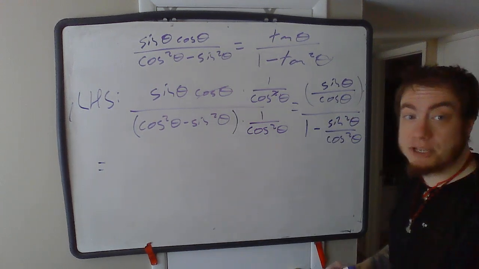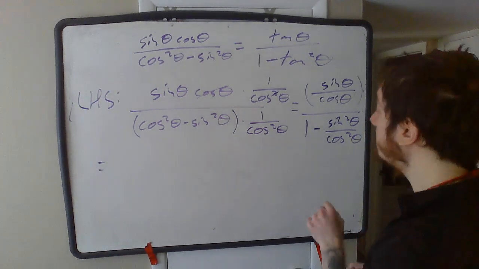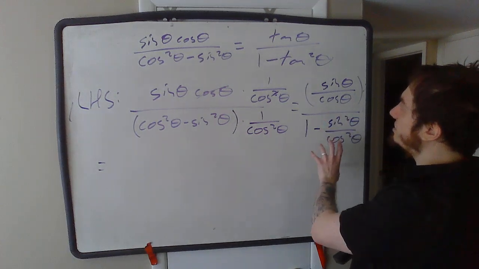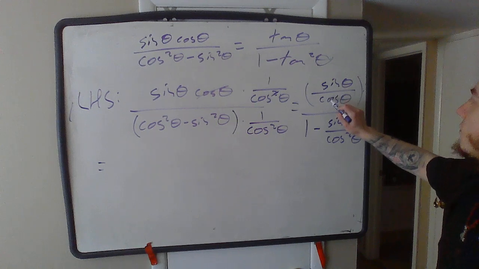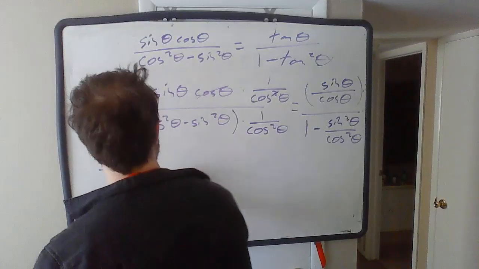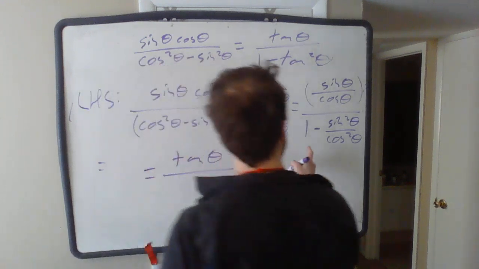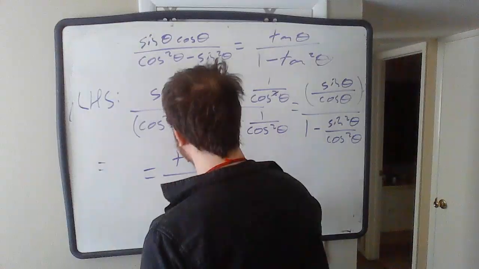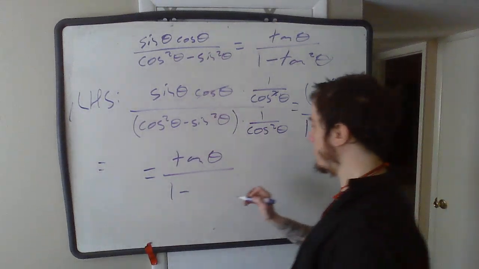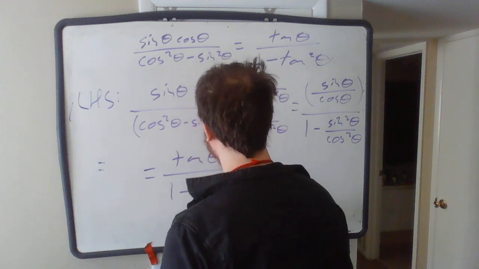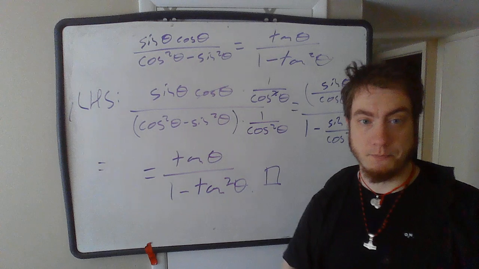Now, at this point, this should look familiar from what we were doing a minute ago with our first approach to this problem, because actually we got to this step when we were messing around with the right-hand side. That's because sine theta over cosine theta is just tangent theta. And on the bottom here, what do I have? Well, I have 1, and then I have sine squared over cosine squared, which is tangent squared. So 1 minus tan squared theta, which is the right-hand side, and so I'm done.